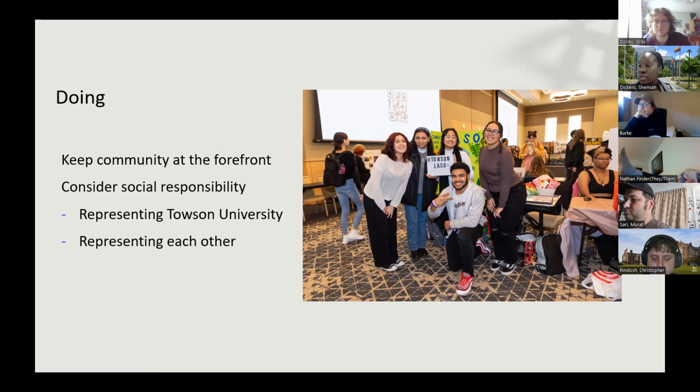We are all here for some type of commonality. And so understanding that you're representing each other with the events you put on, the meetings you have, the committees that you create. And so that's something to keep in the forefront as well.